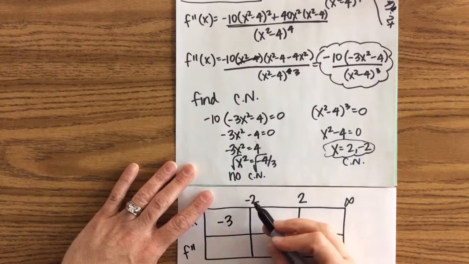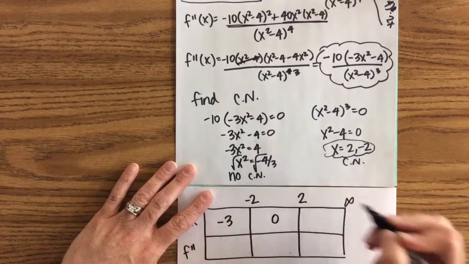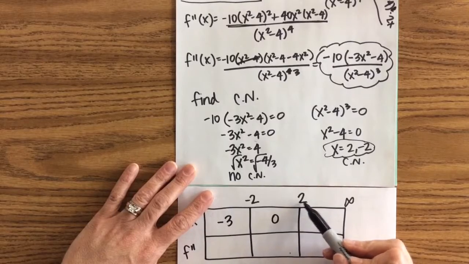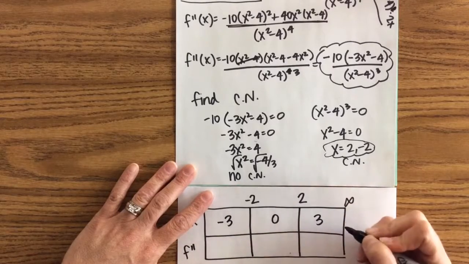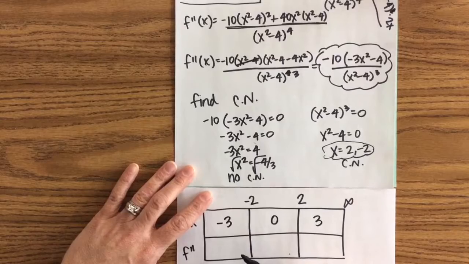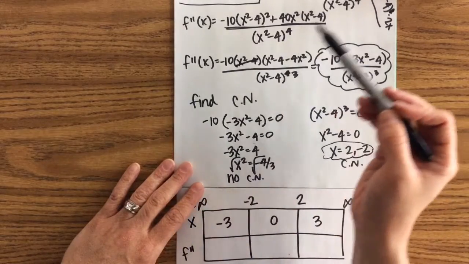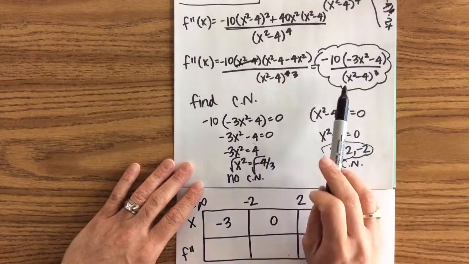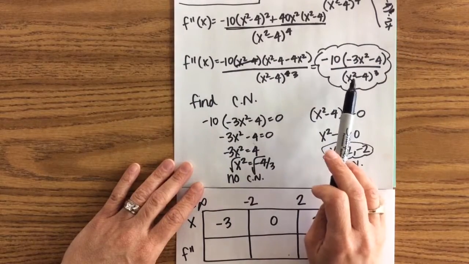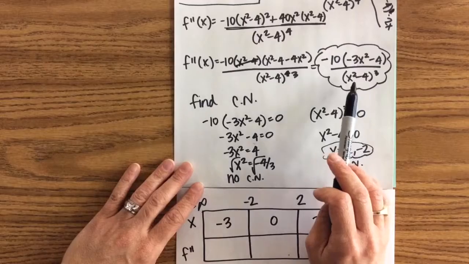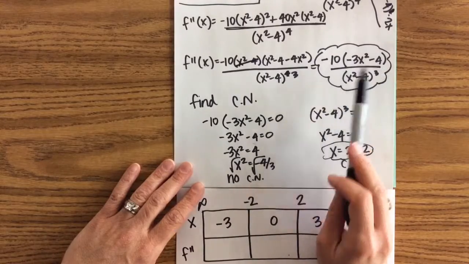What number do we like between -2 and 2? I like 0. What number do we like between 2 and infinity? I'm going to pick 3. Now I have to go back and plug it into my second derivative. My best second derivative, I feel like, is my simplified derivative. So I'm going to go back and plug it into here, and I'll do my best to figure that out.